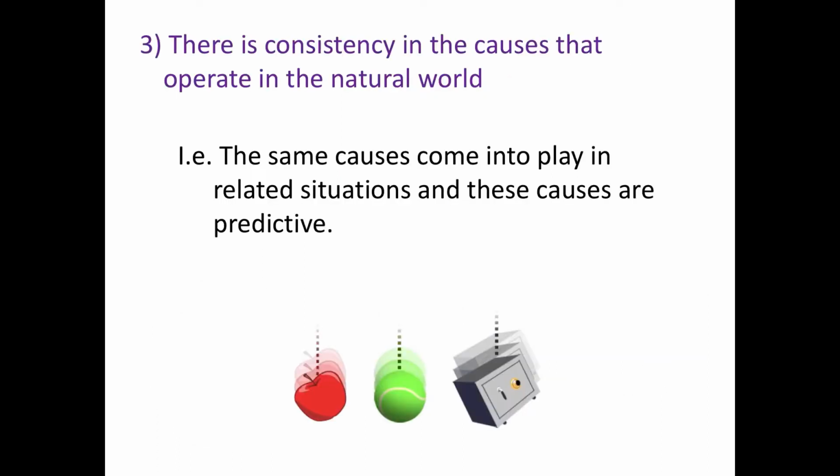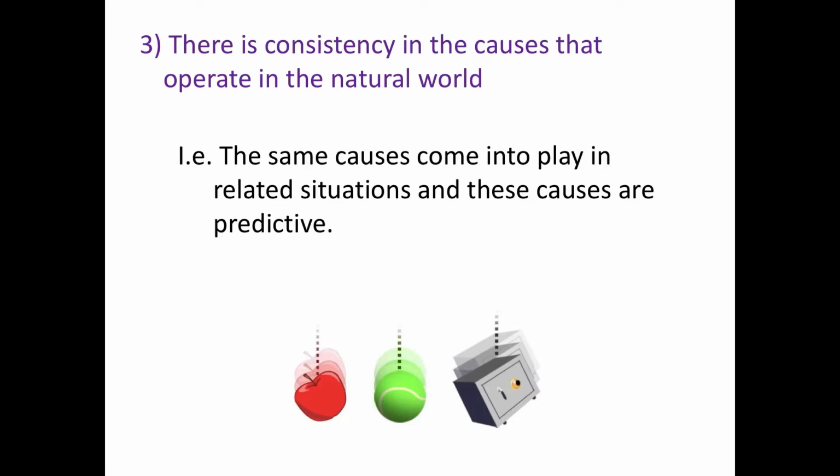There is consistency in the causes that operate in the natural world. In other words, the same causes come into play in related situations, and these causes are predictive and predictable. For example, science assumes that the gravitational forces at work on a falling ball are related to those at work on other falling objects. It is further assumed that the workings of gravity don't change from moment to moment and object to object in unpredictable ways.